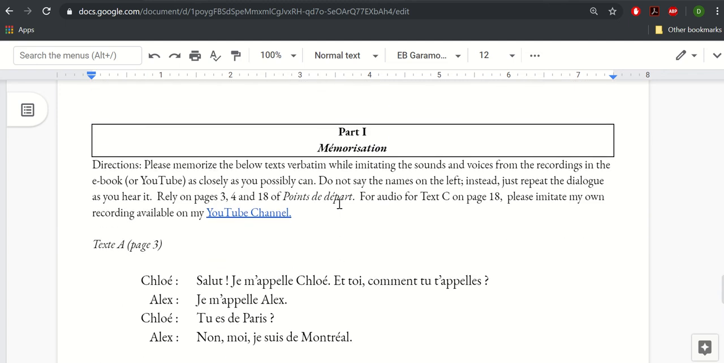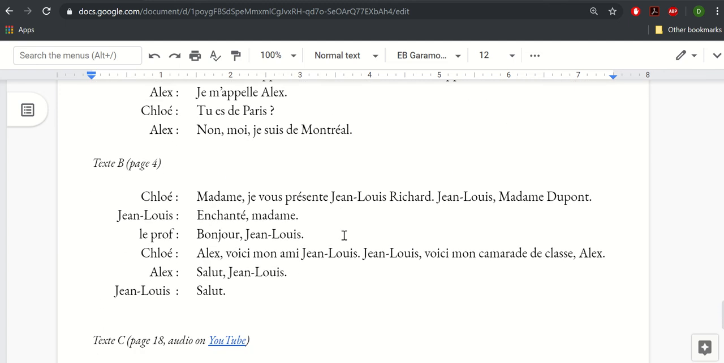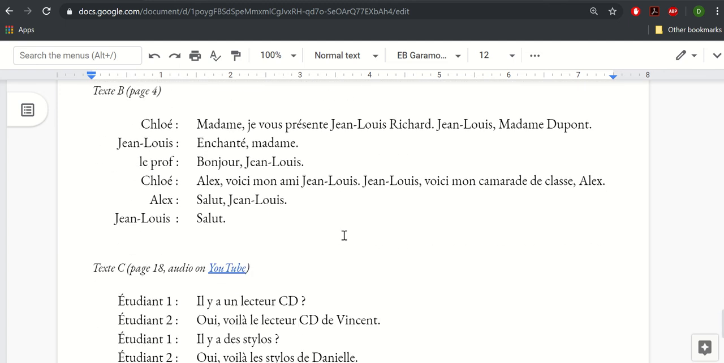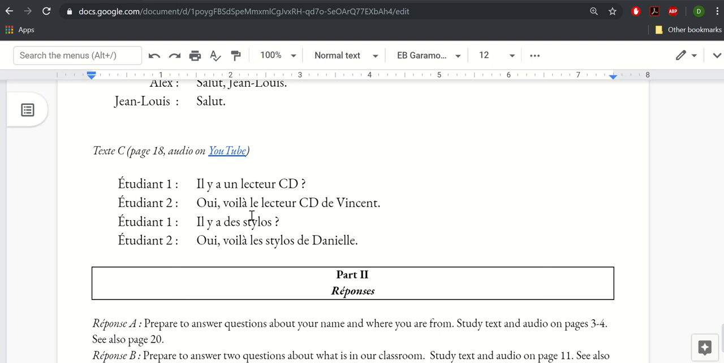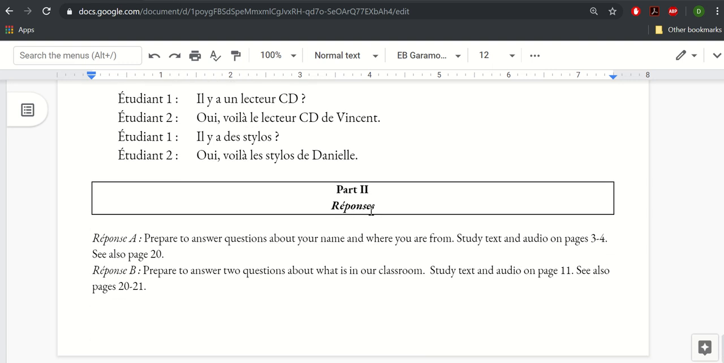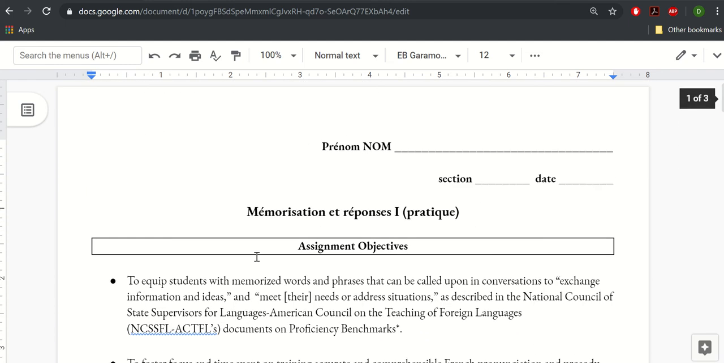Now here with your memorization, you have your texts from your textbook verbatim to memorize, and at the beginning of this recording, I recorded my pronunciation of that for you that you can imitate. Okay, and then the second part is going to be your responses to 2 questions. So that is my little introduction to your Memorisation et réponses assignment, and remember this first one is a bit of a practice run. You're going to get credit for doing it. I'd really like you to try to do your best, but you're not going to lose points if you try your best and make some mistakes.